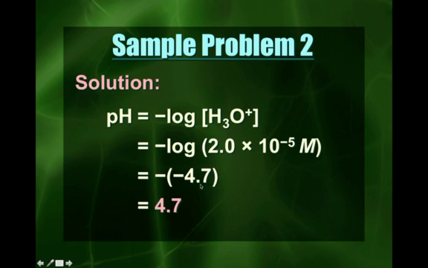So again, if you didn't, go back, let's try it again. Don't worry about this negative sign. You just negate whatever you get when you plug this in. Hit log, 2.0 EE, negative 5. And when you punch equals, you should get negative 4.7. But again, you have that negative out in front. Negative times a negative is a positive.